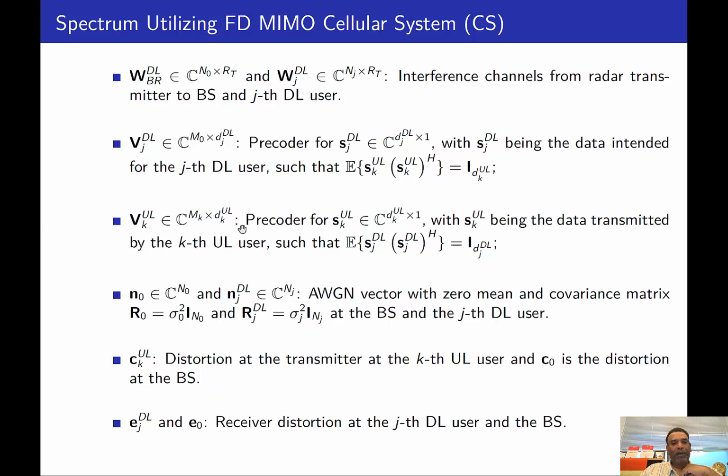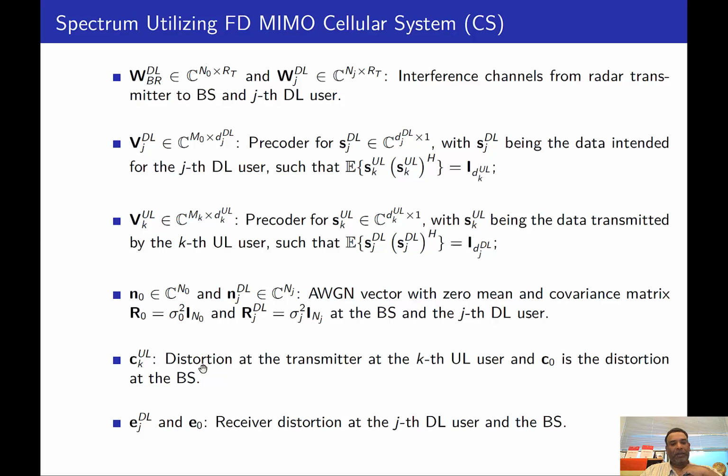This is the uplink precoder. This is the uplink information to the kth uplink user, and this also satisfies these second order statistics as well. This is the noise, zero mean, and covariance matrices are given here at the base station and the jth downlink user.